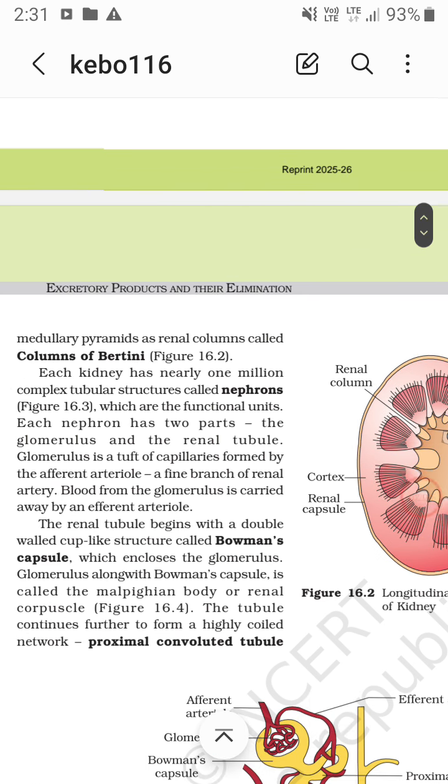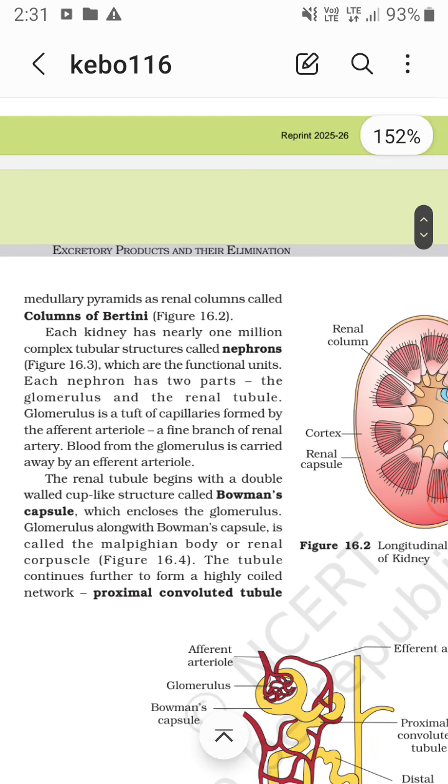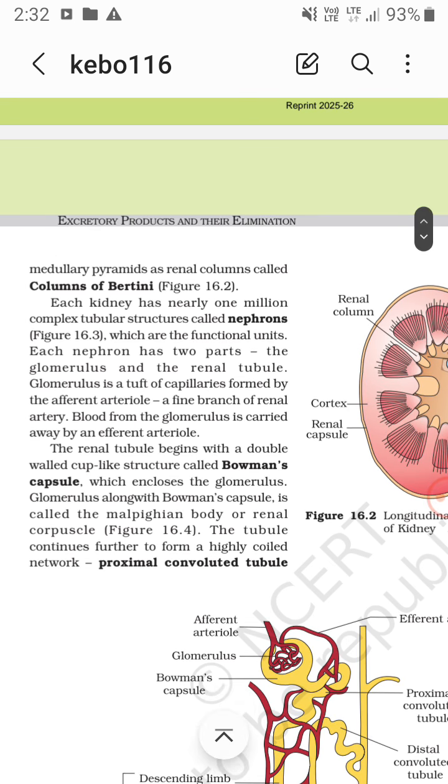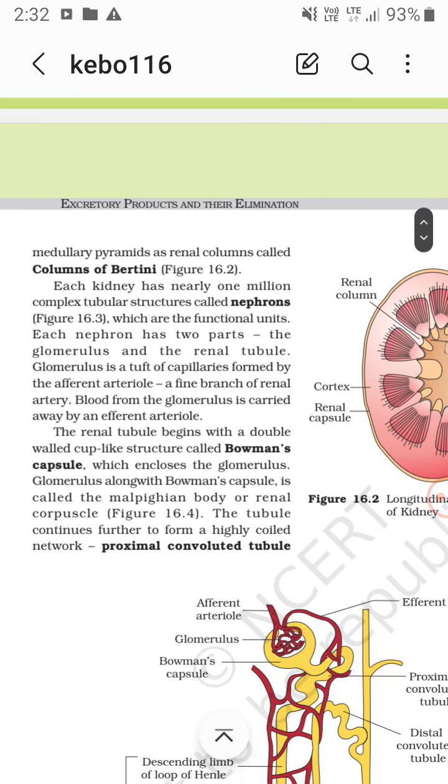Each kidney has nearly 1 million complex tubular structures called nephrons. So these are the functional units. Each nephron has parts like the glomerulus and renal tubule. The glomerulus is a tuft of capillaries formed by the afferent arteriole, a fine branch of the renal artery. Blood from the glomerulus is carried away by an efferent arteriole.